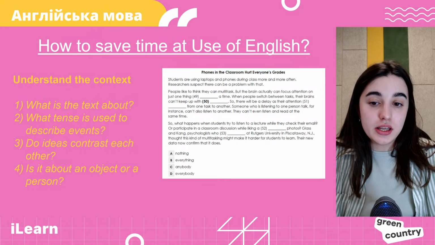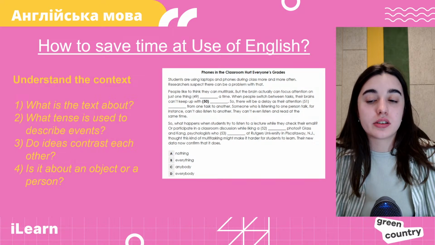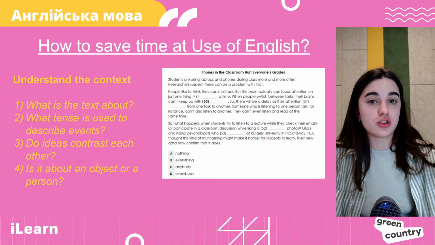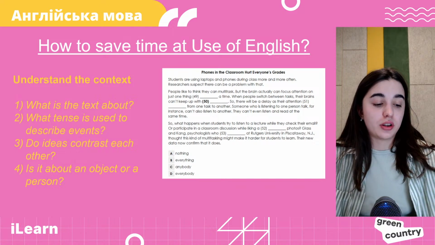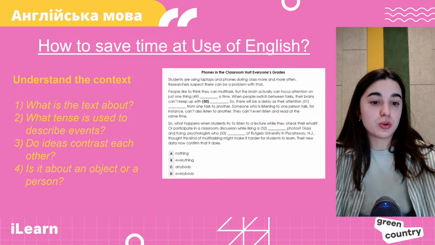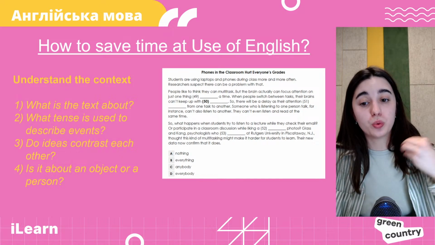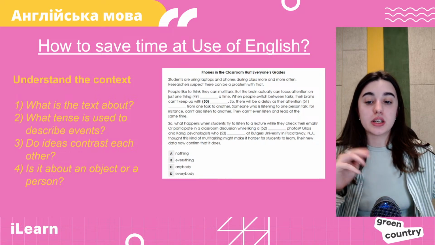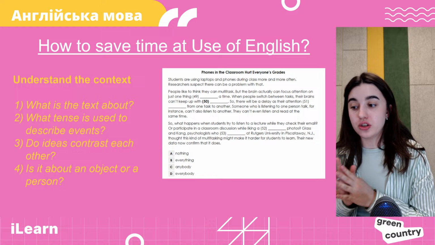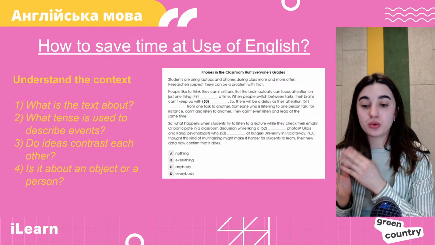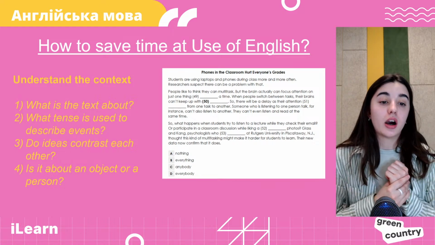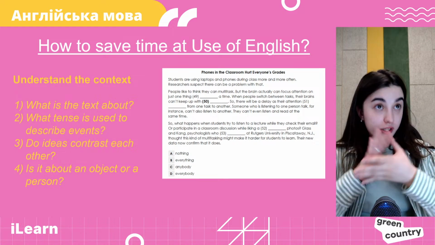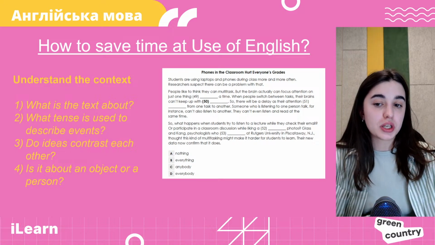There you can see that the first thing you need to do is understand the context. So I hope you remember what context is. It is just the general idea, the general meaning of the text that you have. It helps you understand what the text is about, what tense is used to describe events, whether ideas contrast with each other or add to each other, or whether it is about an object or a person.